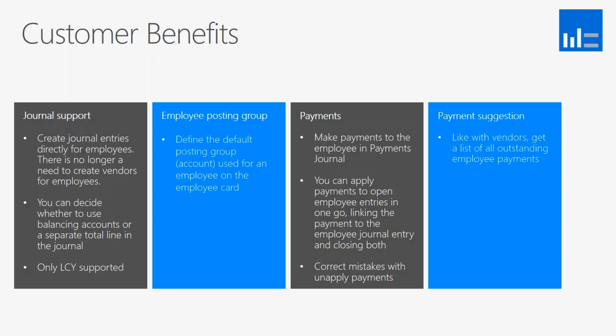With the introduction of this, now the employee can act as both a customer and a vendor, where we can cut checks to, as well as sell products to, and accept the AR as well from there. There is journal support, so we can create journal entries directly for employees, again, without having them be a vendor or a customer. And you can decide whether you want to use balancing accounts or just separate totaling accounts and journals. That's totally up to you.